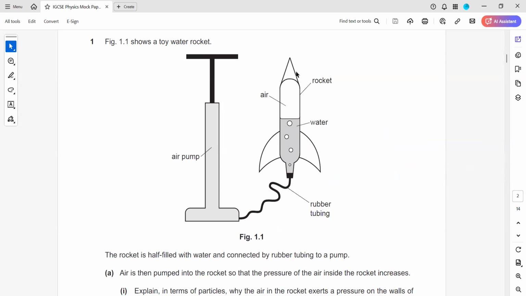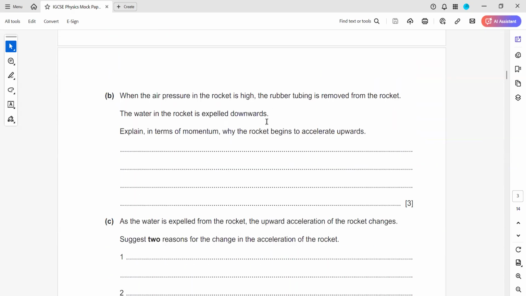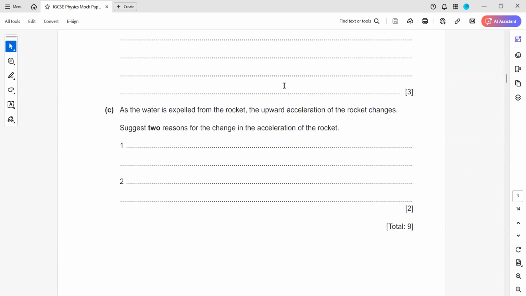This is for part B. We'll say the momentum is conserved. The water momentum is downward, so the rocket will have equal and opposite momentum upward. That's because of this, the rocket will accelerate upward. Because of momentum, there will be a force on the rocket which causes an acceleration.